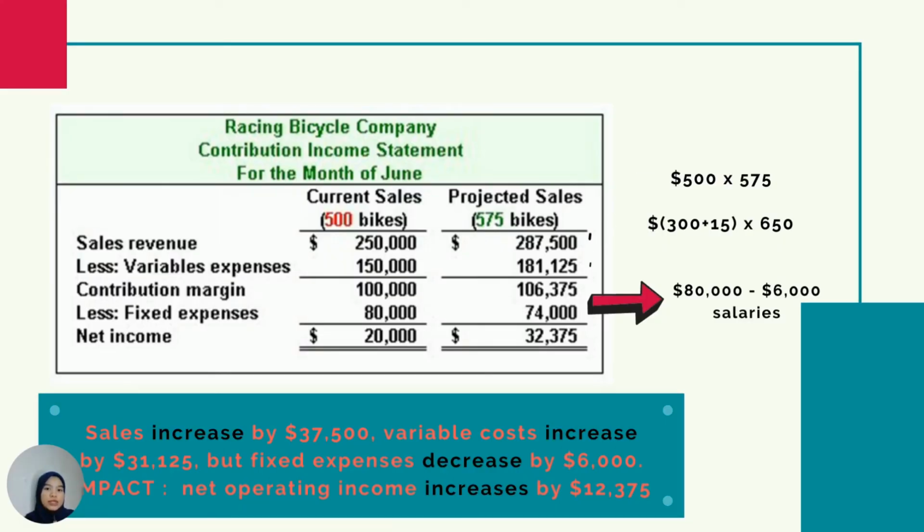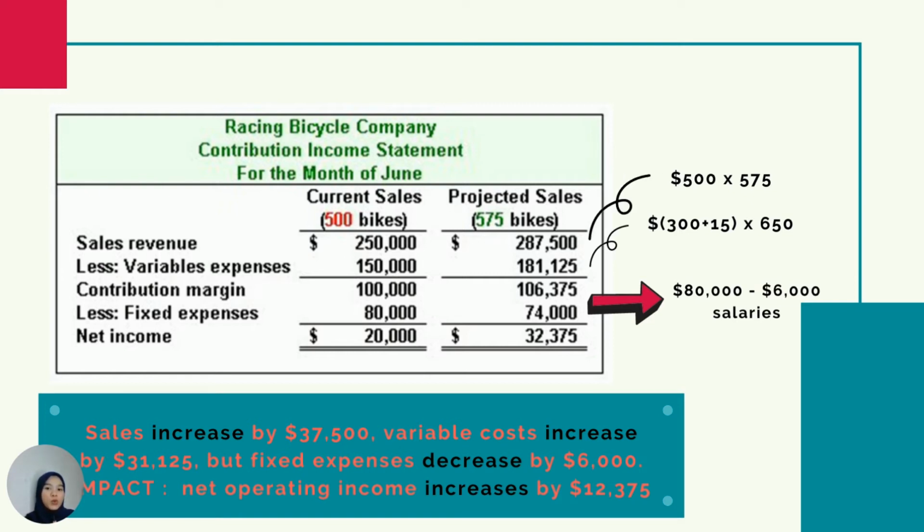So the sales revenue is still the same. We just need to multiply 500 by 575. We get $287,500. Less variable expense. At this part, we need to add $15 as the commission. So 200 plus $15 multiplied by 650, we get $181,125, and the new contribution margin is $106,275, and less fixed expense.